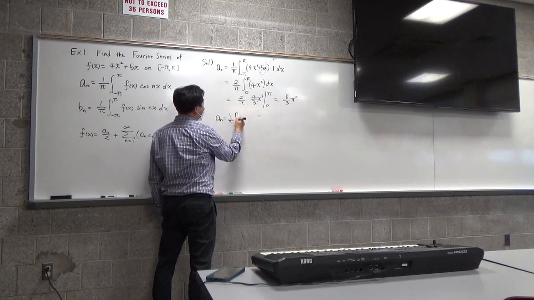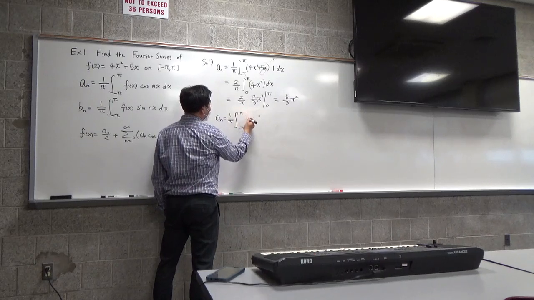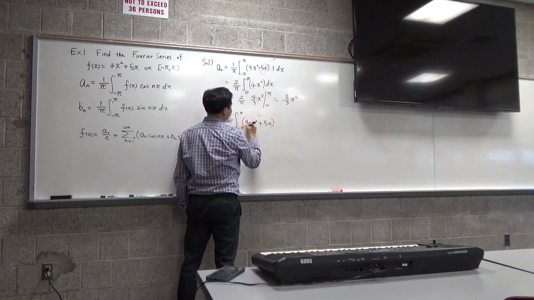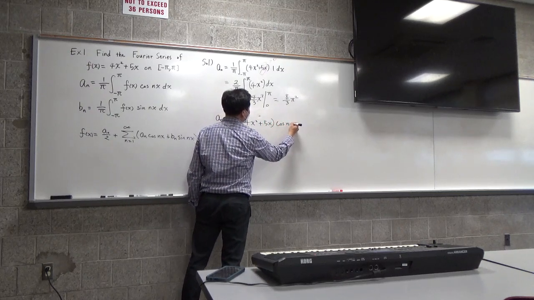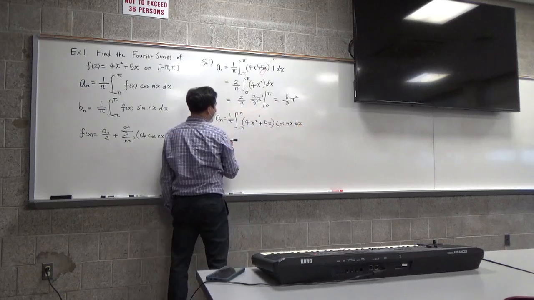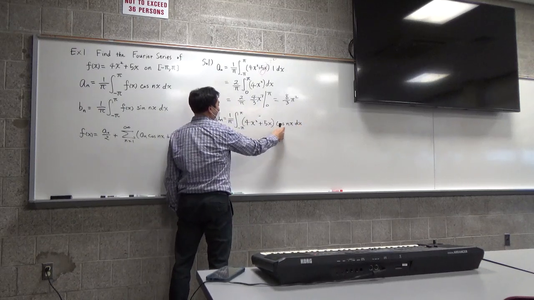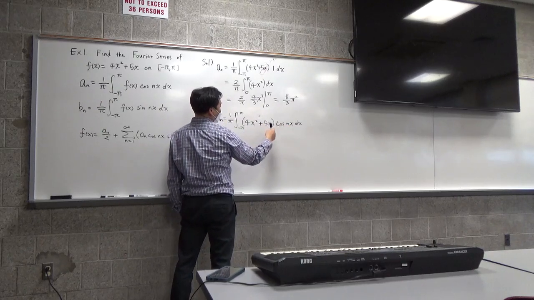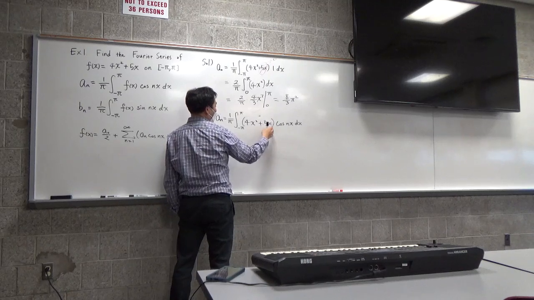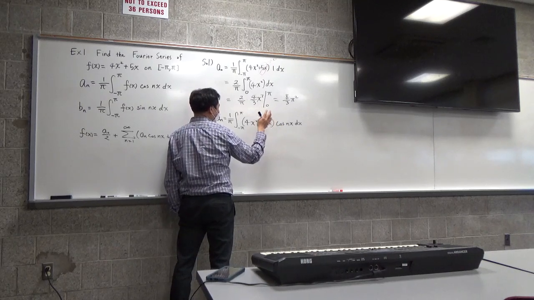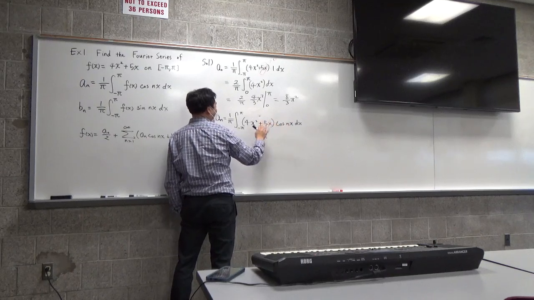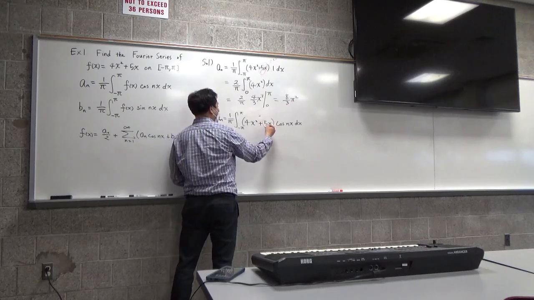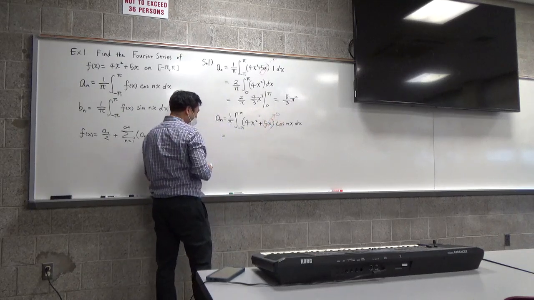An would be 1 over pi, integral from negative pi to pi, of 4x squared plus 5x, cosine nx dx. But again, cosine is even. Even times even gives you even. Even times odd gives you odd. So odd function times even function gives you odd function. So that's going to go away. Again, that's gone.